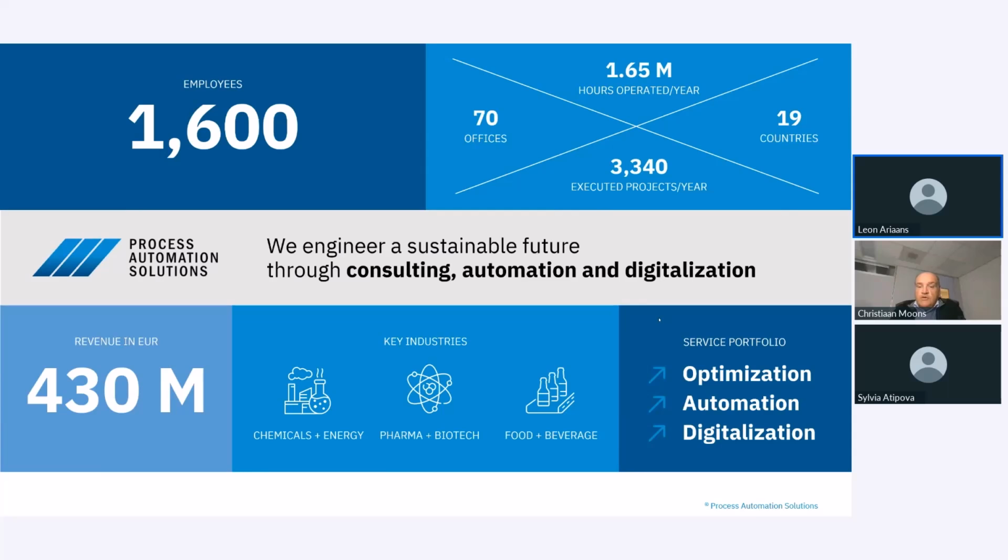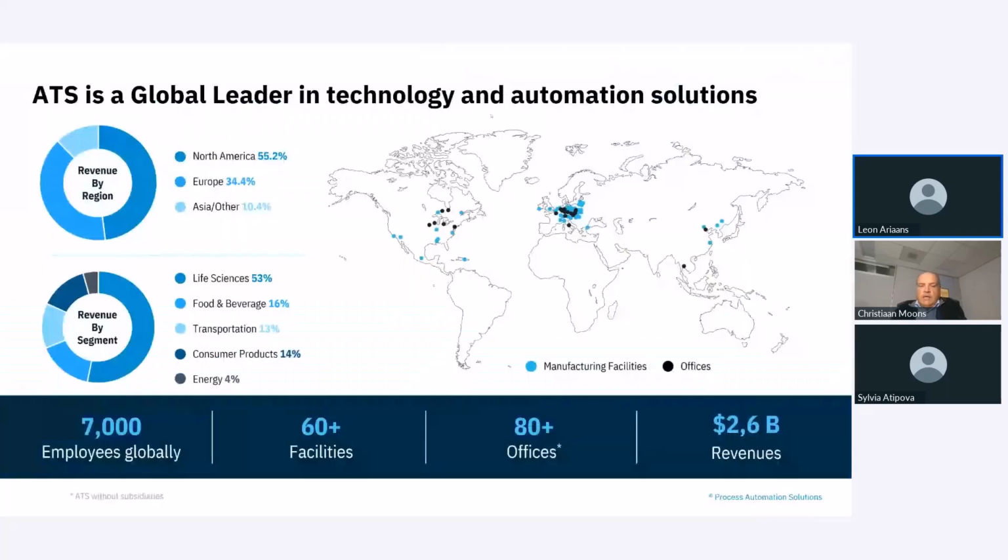The focus of PA is on optimization, and that's also where Leon and I are coming from, that business unit, automation and digitalization. But I will come to that later on. PA as such is also part of a bigger organization, the Canadian company ATS, wherein 7,000 people work, and it's a company which is highly focused on building machines and also, of course, automation in many industries.